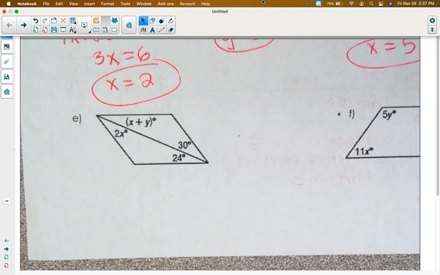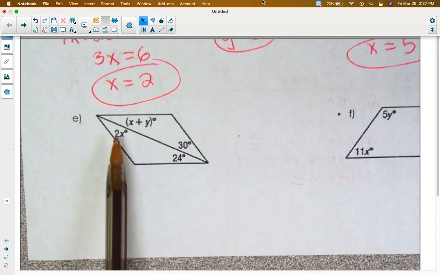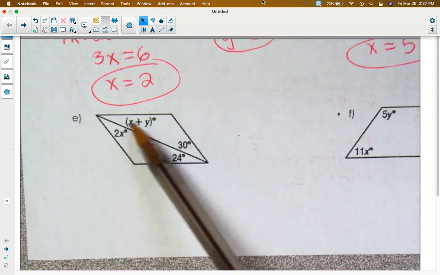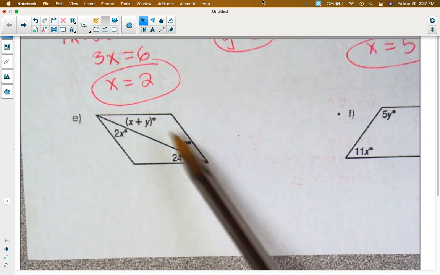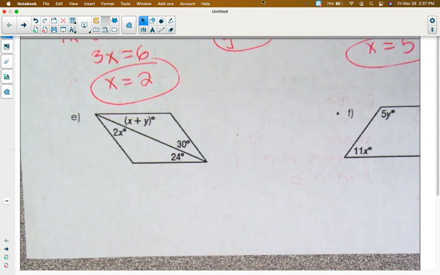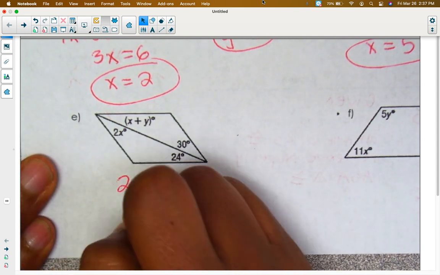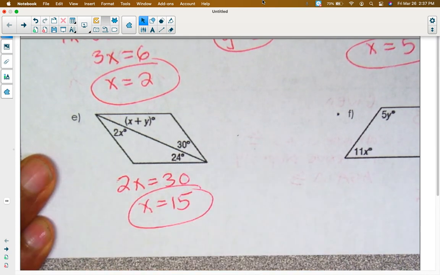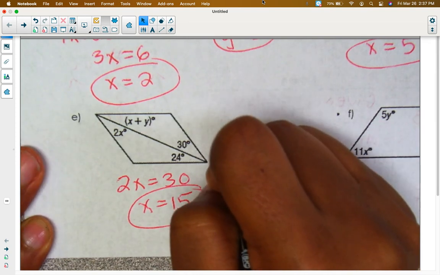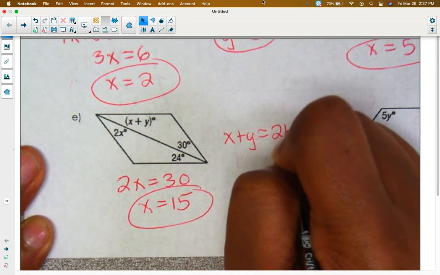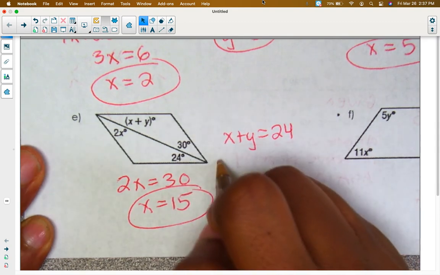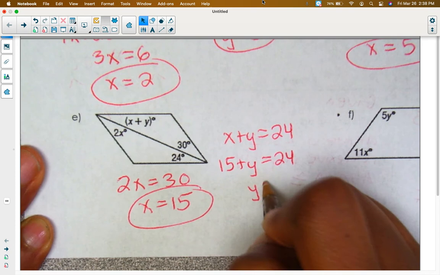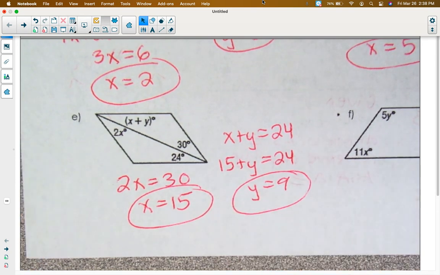Alternate interior angles are congruent to one another. So 2x is congruent to 30, and 24 is congruent to x plus y. So these are alternate interior angles that are congruent to one another. So 2x is equal to 30, x is equal to 15, and x plus y is equal to 24. We already know x is 15, so 15 plus y is equal to 24. Subtract from both sides, and we got 9.